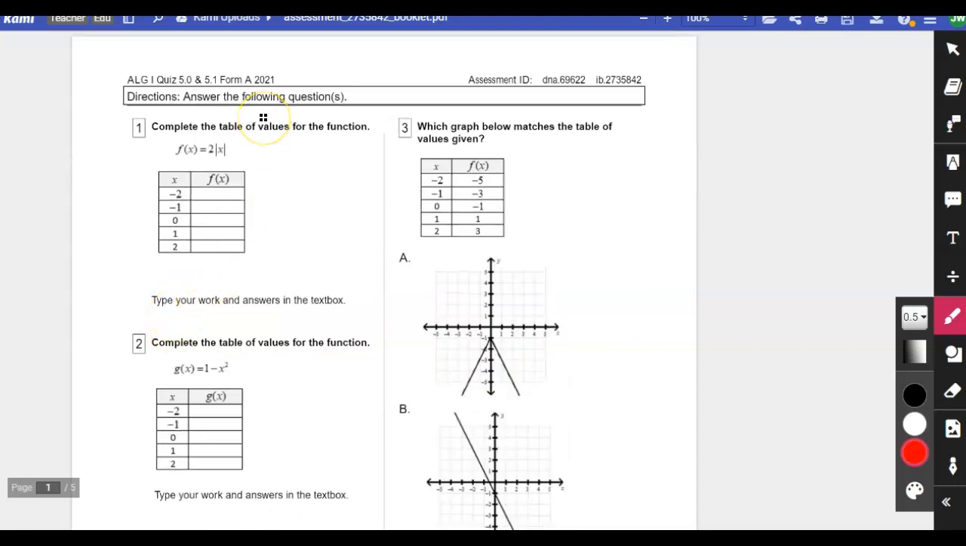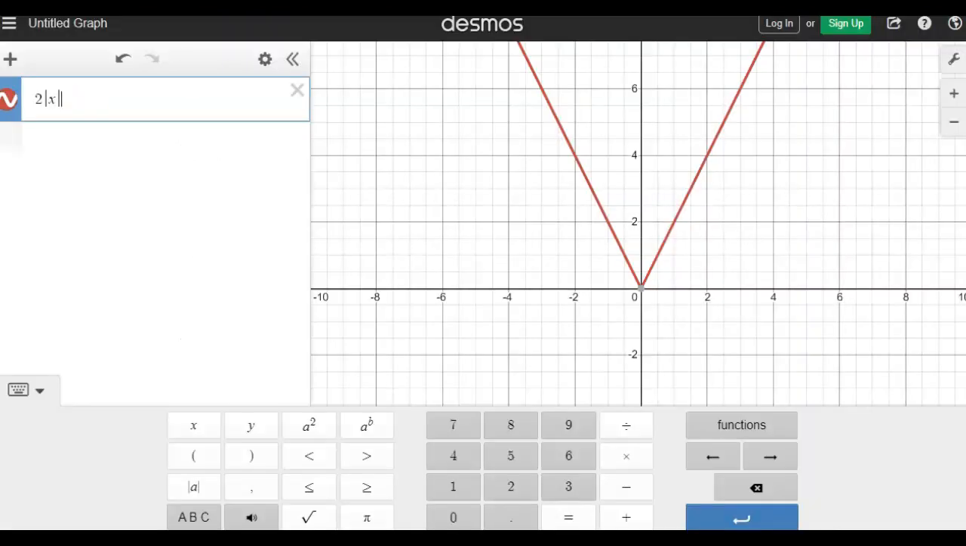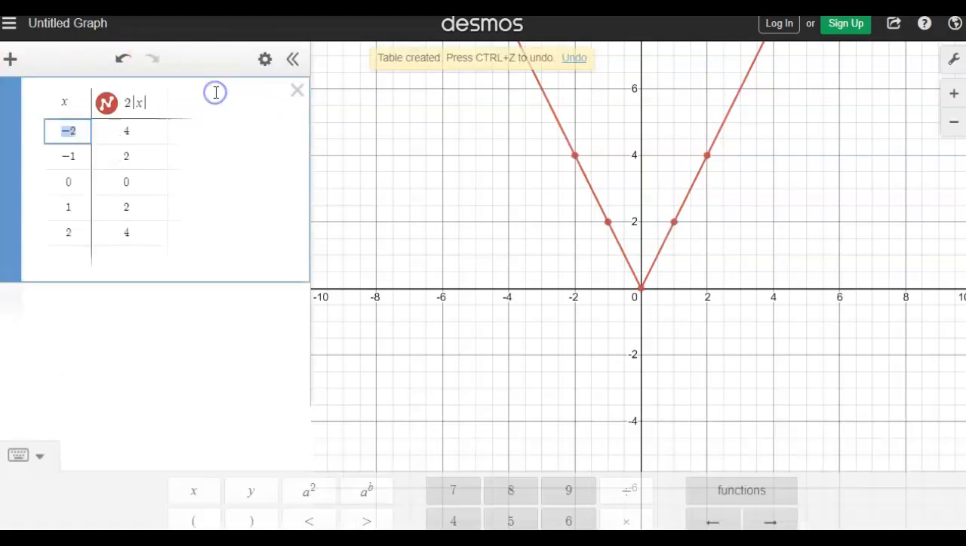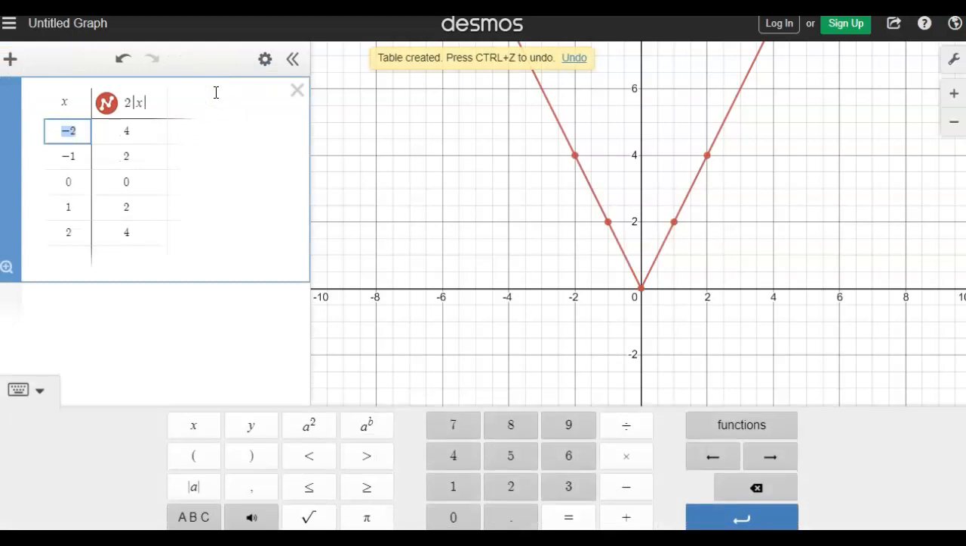Let's take your quiz from last week. Some of these I'm going to go through really quickly. First one, 2 times the absolute value of x. First of all, you need to make sure you put it in correctly. Hit the table, copy the answers. 42024.